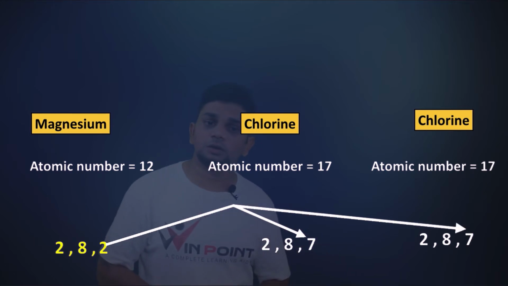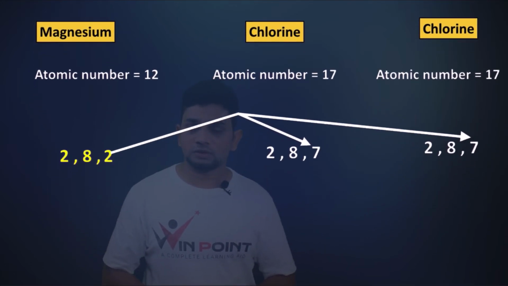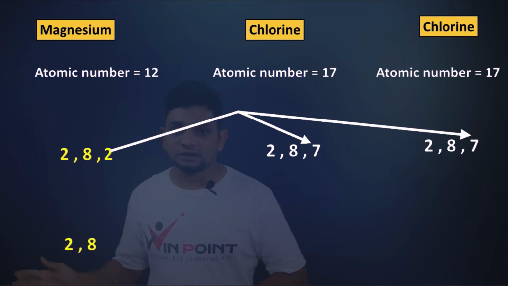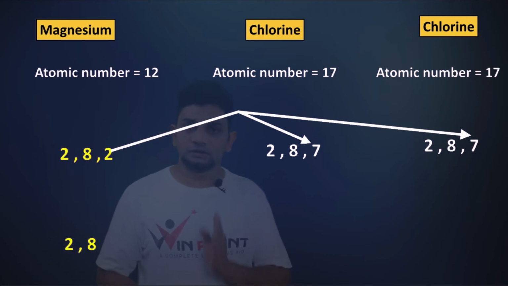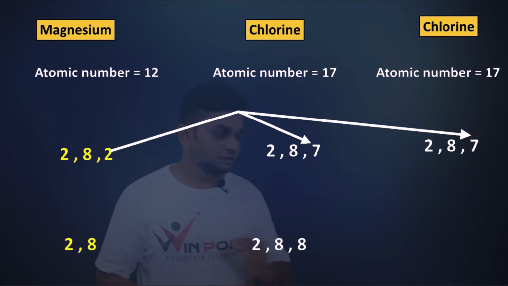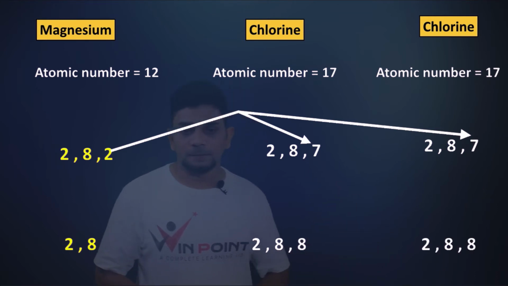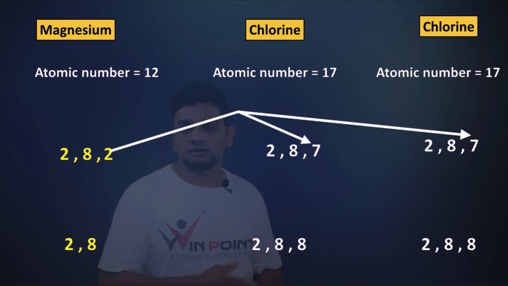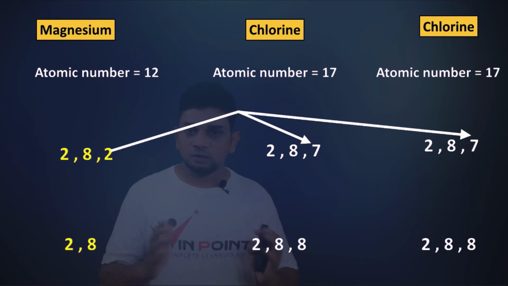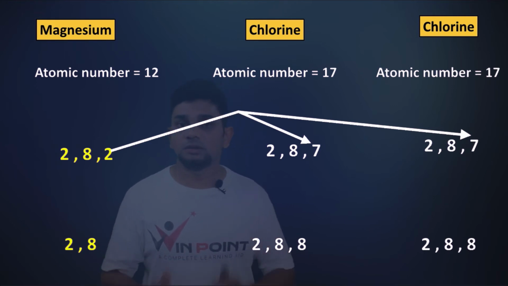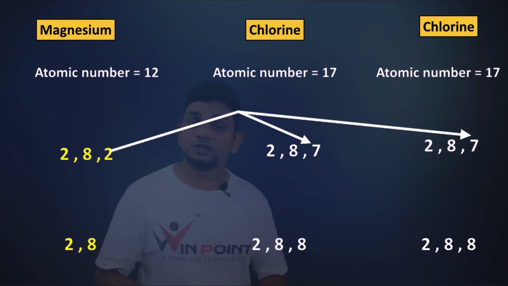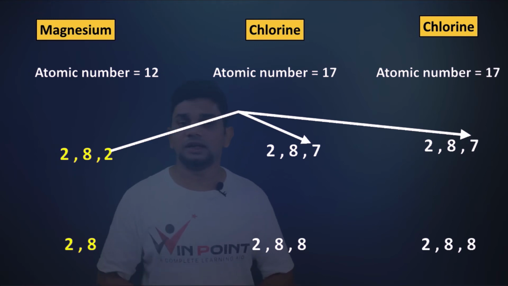Then what will be the electronic configuration? The electronic configuration of magnesium will be 2,8 and the electronic configuration of this chlorine will be 2,8,8 and the electronic configuration of this chlorine will be 2,8,8. So all the atoms have completed their octet. Now these atoms are stable. We got the molecule magnesium chloride, MgCl2, 1 Mg 2 Cl, MgCl2.